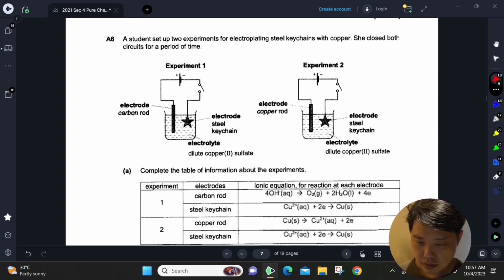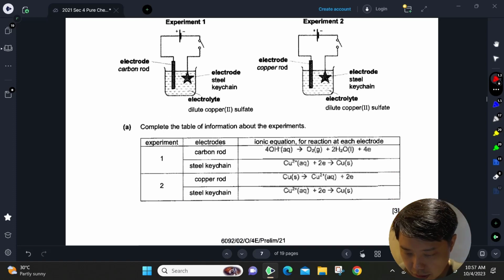Okay, question 6. A student set up 2 experiments for electroplating steel keychains with copper. Then, so these are the setup, experiment 1 and 2. Complete the tables of information about the experiment.